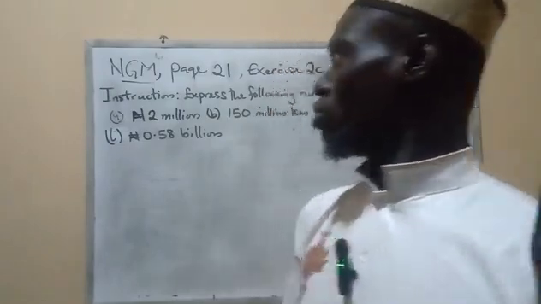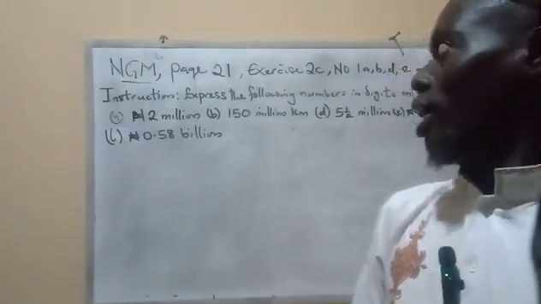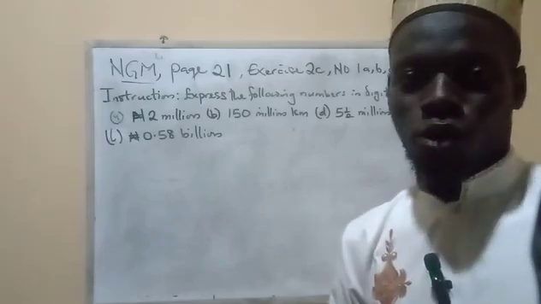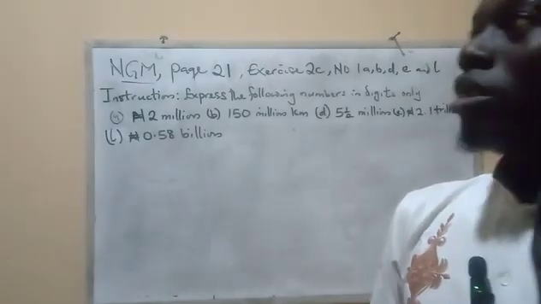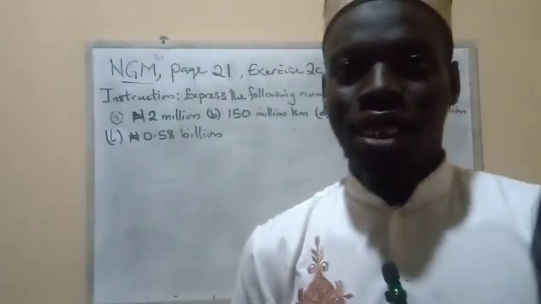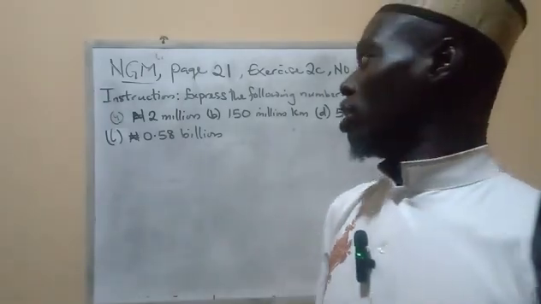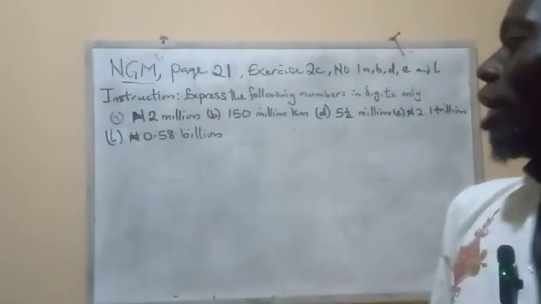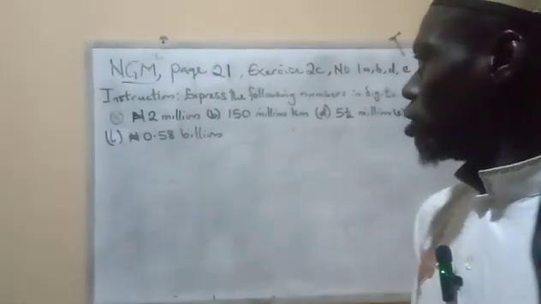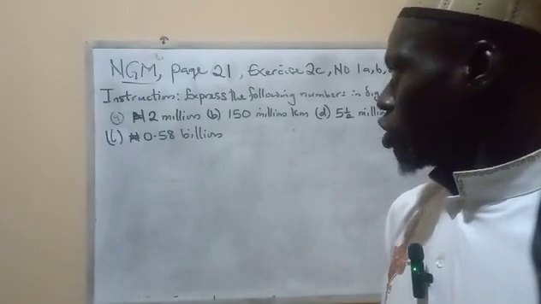So let's quickly move to the next exercise in the New General Mathematics Book 1, exercise 20C, page 21, number 1. We are going to be solving questions A, B, D, E, and N, and then I will leave the rest for you to practice on your own. The rest of the questions there, but we are going to be solving A, B, D, E, and N of question number 1 on page 21. So let's start without wasting much of our time.